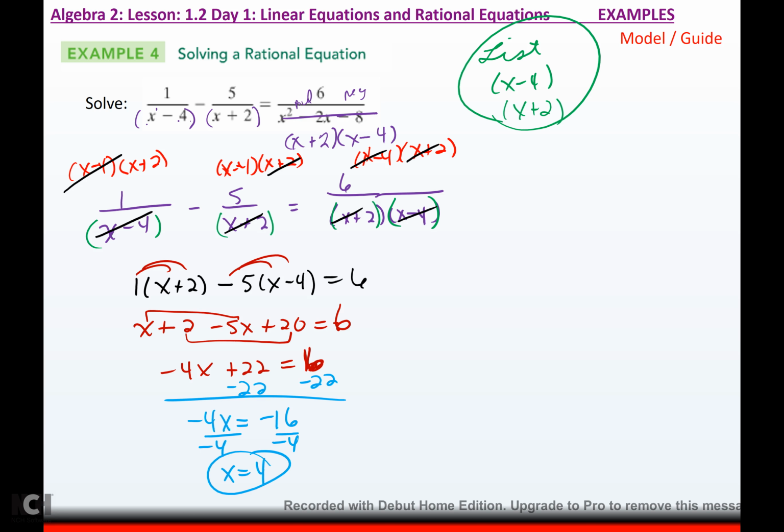So I have to check. I go to each of my denominators and say, Mr. Denominator, you may never equal 0, which says x may never equal 4. And that's what I got, so I have to throw it out. There is no solution to this problem because the answer that I get could cause one or more denominators to go to 0, and that's illegal. So this would be no solution.